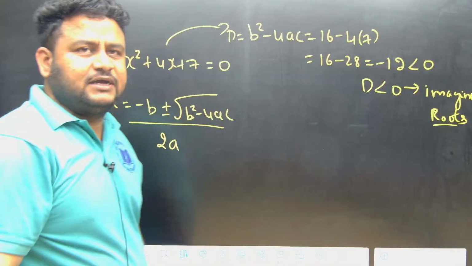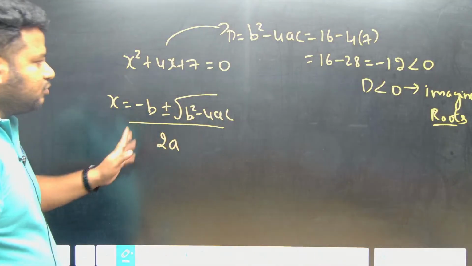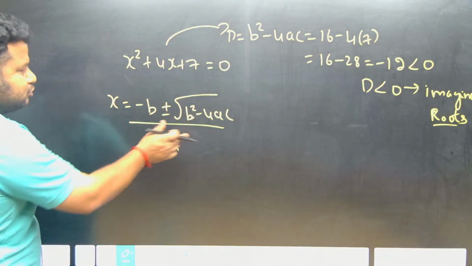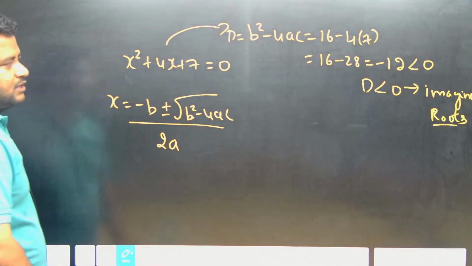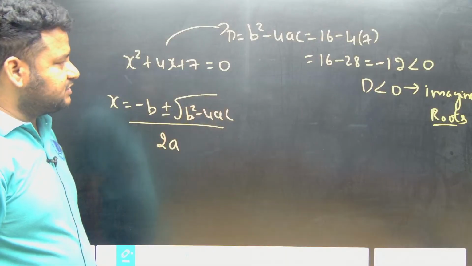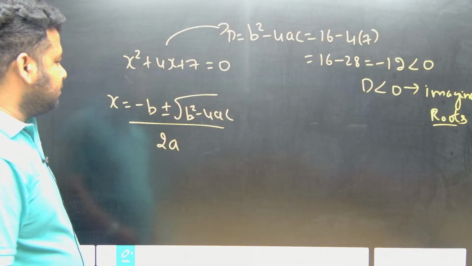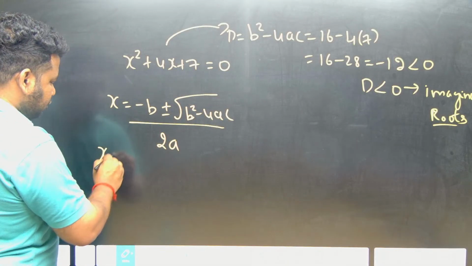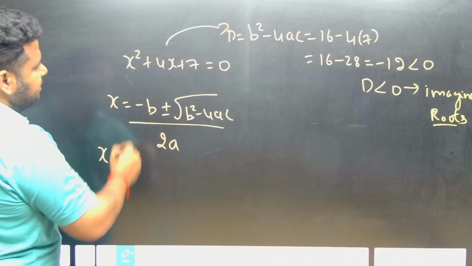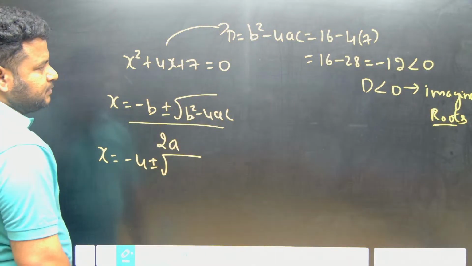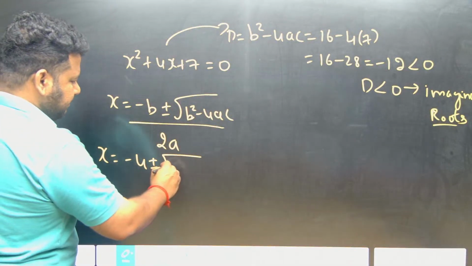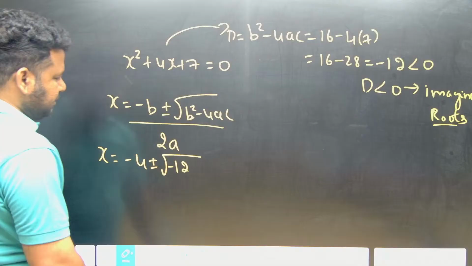So what do you mean by that? Imaginary roots means, see here, how to write the imaginary roots. I will substitute the value of b square minus 4ac here. The value of the discriminant we got is minus 12. Now here we can write x equals minus b, which means minus 4, plus or minus square root of b square minus 4ac, which is minus 12, divided by 2a.